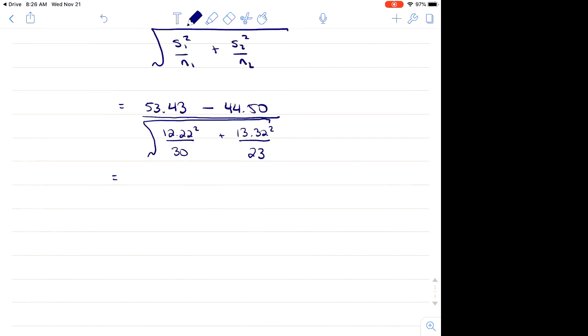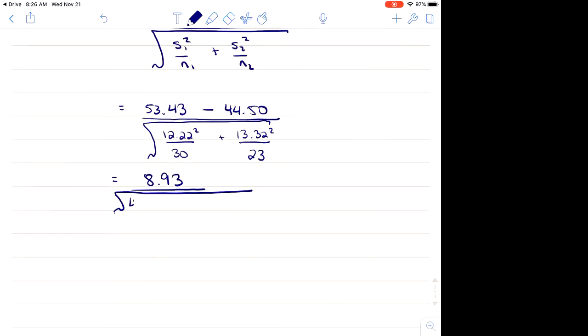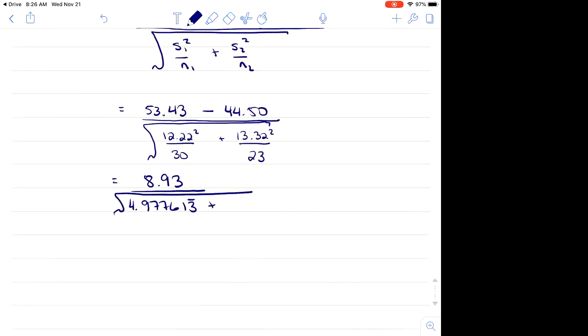(53.43 minus 44.50). So I get 8.93 up top. And then in the square root, I've got 4.9776, 13 repeating, plus 13.32 squared divided by 23, 7.71401731.